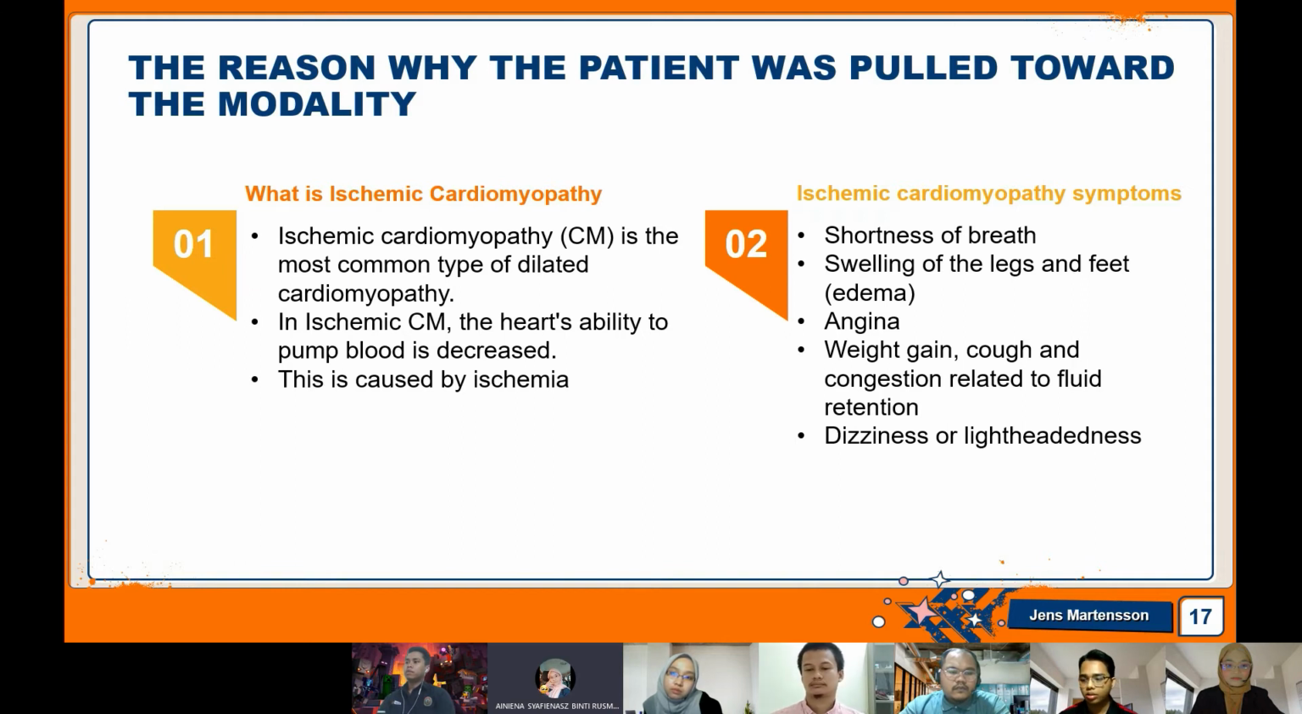Okay, what are the ischemic cardiomyopathy symptoms? There are several symptoms, such as shortness of breath, swelling of the legs and feet, and fatigue, which is feeling overly tired. Angina, which is chest pain or pressure that occurs with exercise or physical activity. Weight gain, cough and congestion related to fluid retention. And lastly, dizziness or lightheadedness.